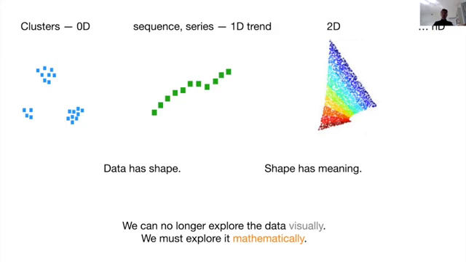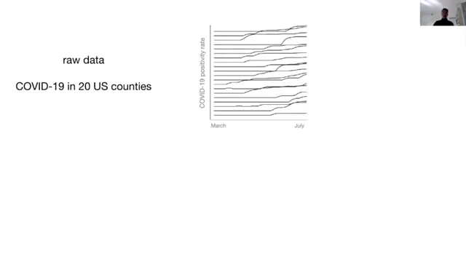Now we must explore the data mathematically. And this is very different. It's different for me because what I can do with my eyes and my brain is way more powerful than what I can do by manipulating equations. I wish my mathematical skills were as good as the combination of my eye and my brain, but that's not the case. So how to do that? So let's look at the process.